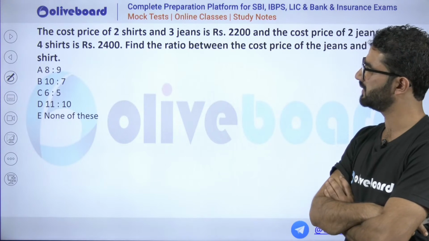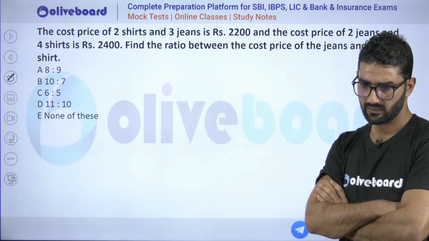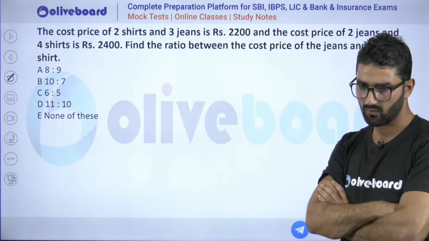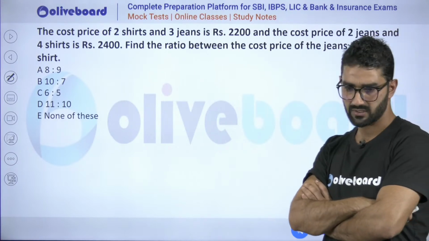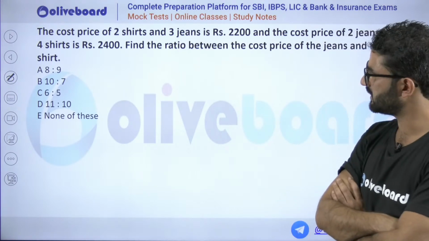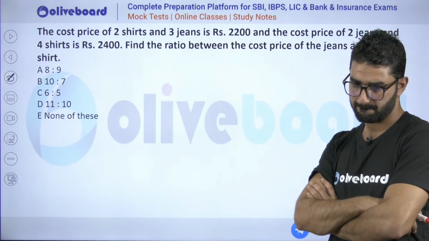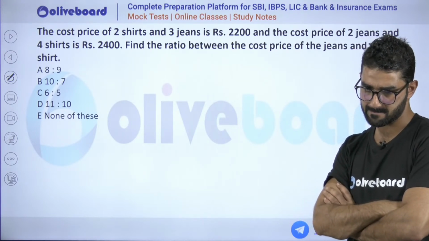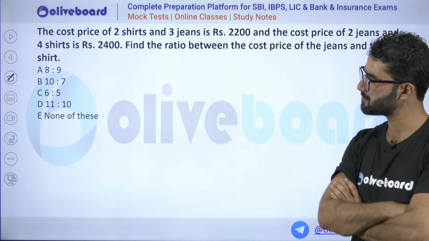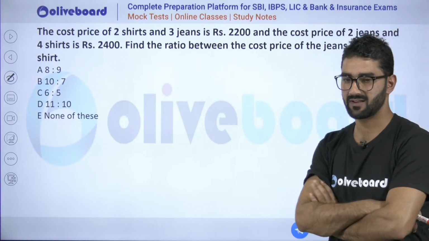Ashwini, sir, it is B, 10:7. But it says it is 5:4. 5:4, there is no option. So can we say none of these? Bharat? Rohit, sir, it is B. Ashwini, sir, it is B. Five upon 8. I know where you have made the mistake.